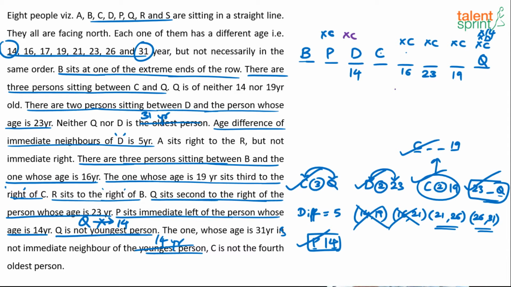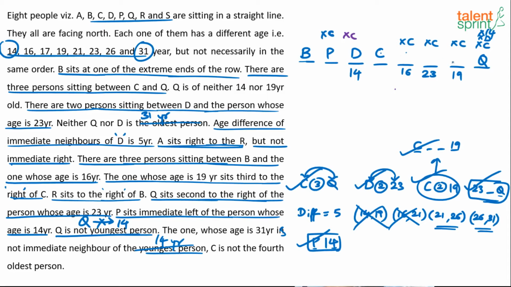Other persons. I think one point that we have not used is A sits to the right of R but not immediate right. Now where can R come? Can R come here? Yes. If R comes here, A should be on the right of R but not immediate right. So the only way is R comes here, then there is a gap and A comes here. Can you take R in this position? No, because if R comes here, A will become a neighbor of R, which is not allowed, right? A is not an immediate neighbor of R. A sits to the right of R, but not immediate right.